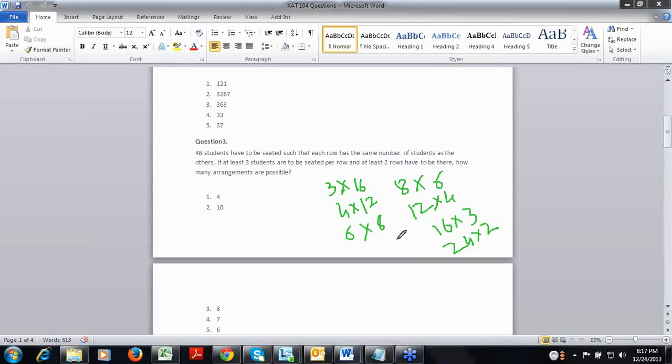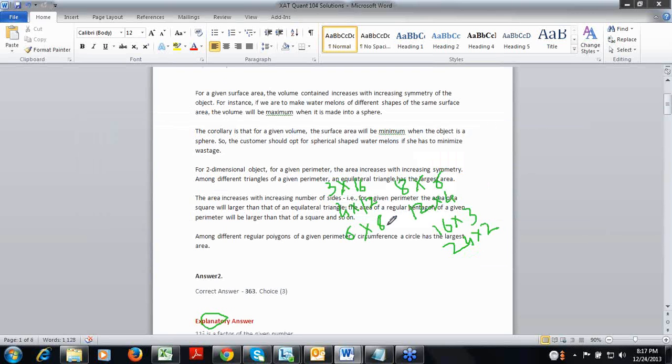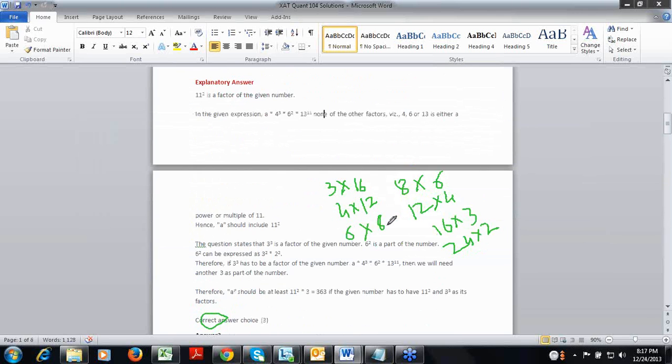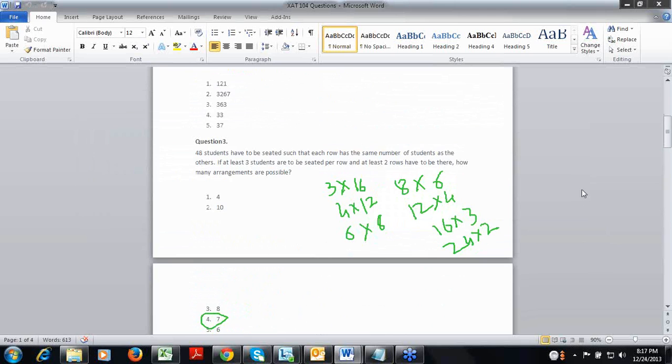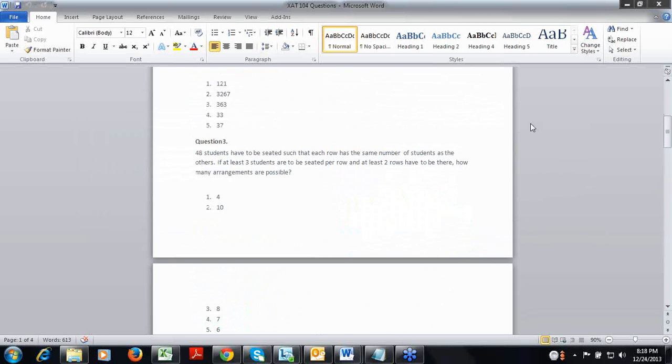Okay. So how many combinations we can have? 1, 2, 3, 4, 5, 6, 7. So 7 we have an option. We will go ahead and mark option number 4, which is 7.